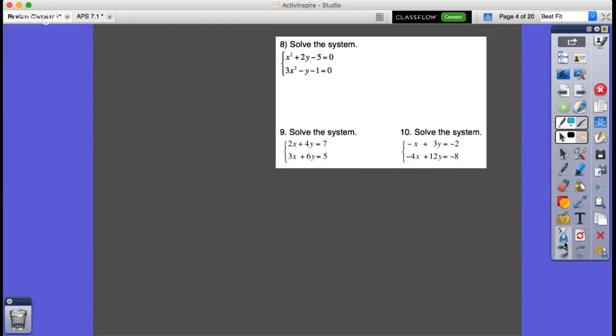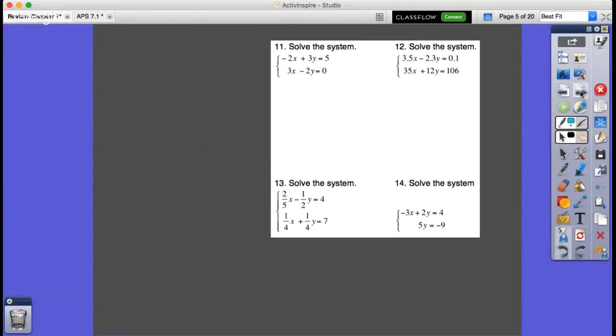All right. Now, if we keep going, we could keep solving for some of these systems of equations by doing the same method.